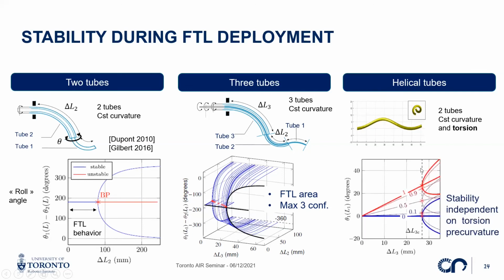We also analyzed the case with helical tubes, and we saw that this constant torsion that gives us this helical shape does not actually have an influence on the robot stability. So you can increase this initial torsion of the tubes. You can have different and more complex shapes without altering the stability of these robots. So using more complex designs, you can have more complex paths to follow while staying stable. That was kind of an interesting result here.